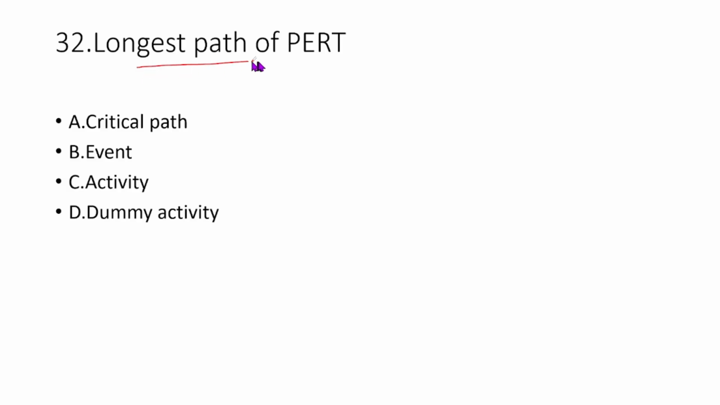The longest path of PERT is called: A. Critical path. B. Event. C. Activity. D. Dummy activity. So the right answer is critical path.